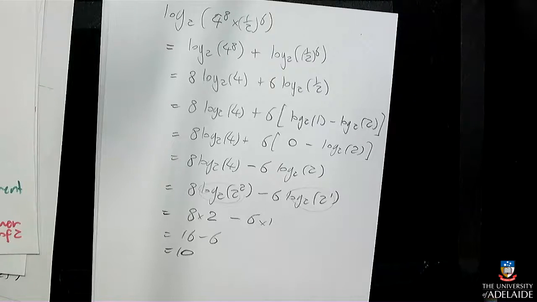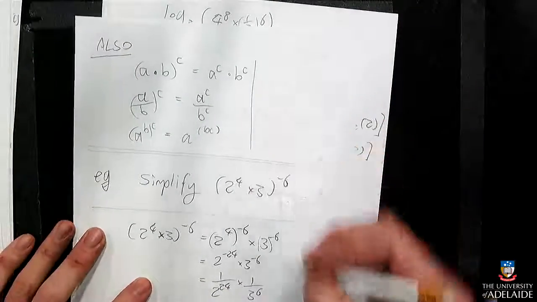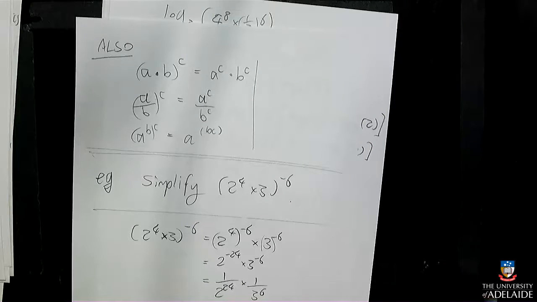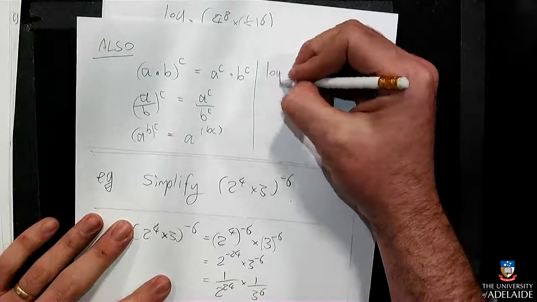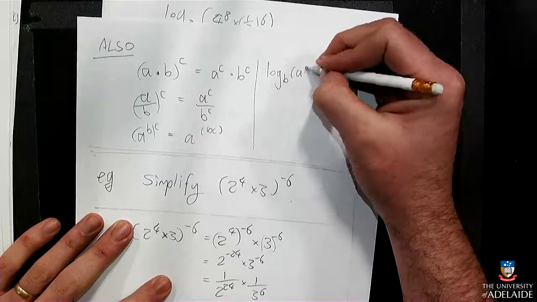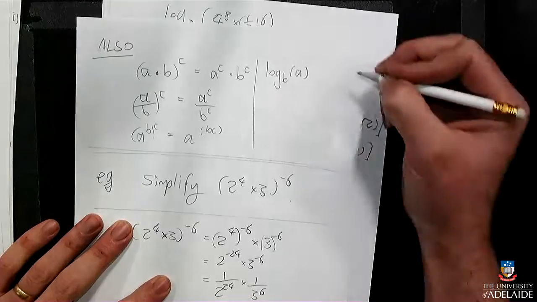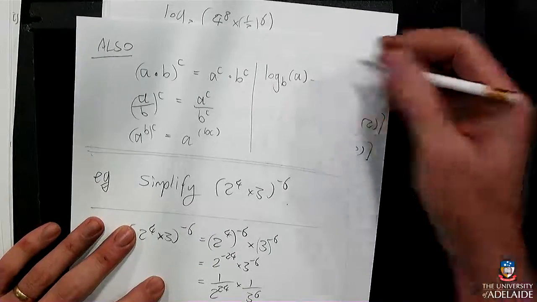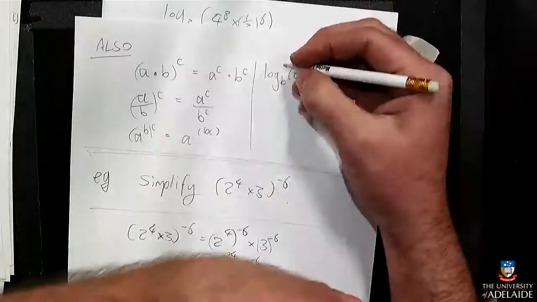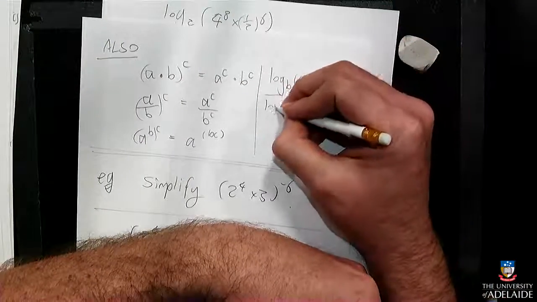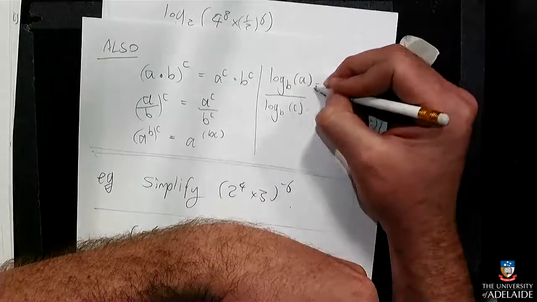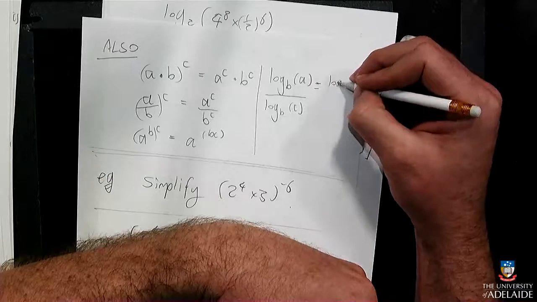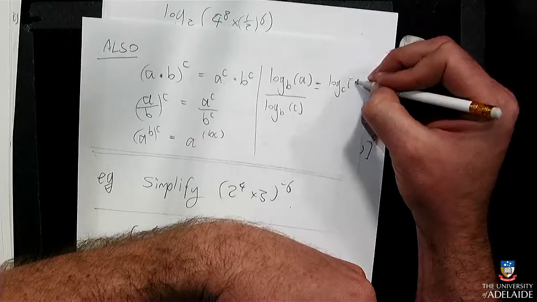But I do remember that I have missed one rule that I need to say, which is how do logs interact with logs. So there is one rule which allows us to convert one log to another. So we can say that log base b of a divided by log base b of c is the same as log base c of a.